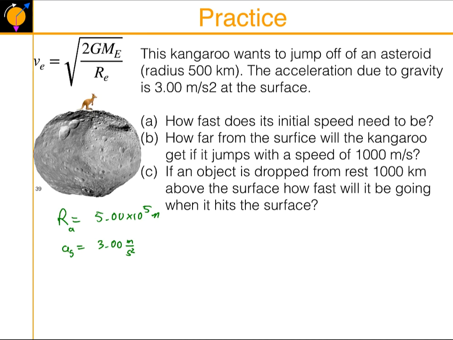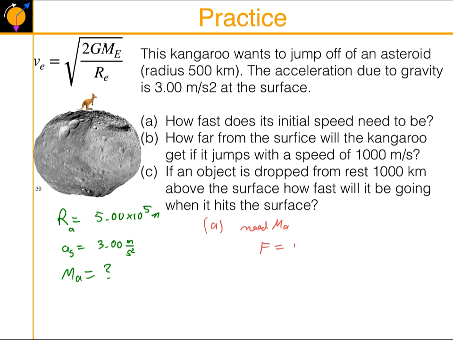Well, we don't know the mass of the asteroid, and we need the mass of the asteroid to calculate this. Let's quickly find the mass of the asteroid, because we have the radius and we have the acceleration due to gravity, so we can figure it out. So here's how we do it. We need the mass of the asteroid to be able to calculate the escape velocity. One way we can do it is to use F equals ma.